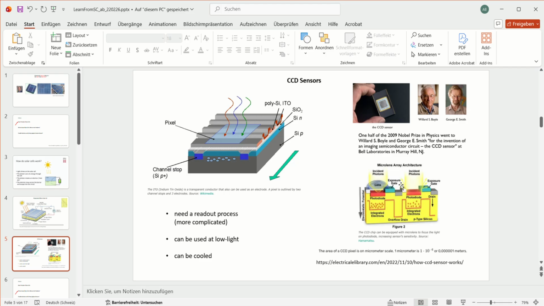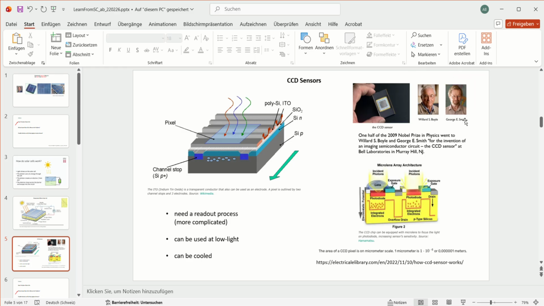How is that for CCD sensors? The beginning of the process is actually the same. The CCD sensors react to light. Light frees some electrons and then has to be stored. And this is actually different to the solar cell.